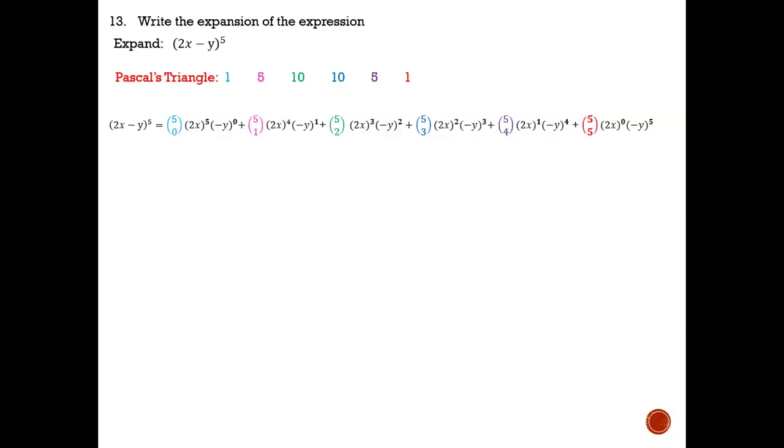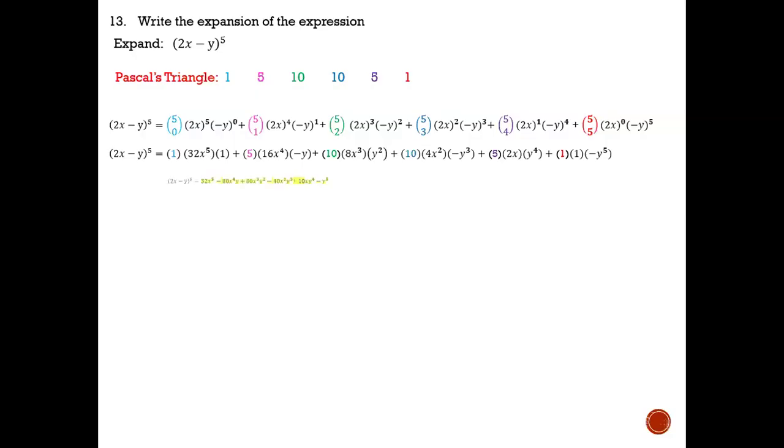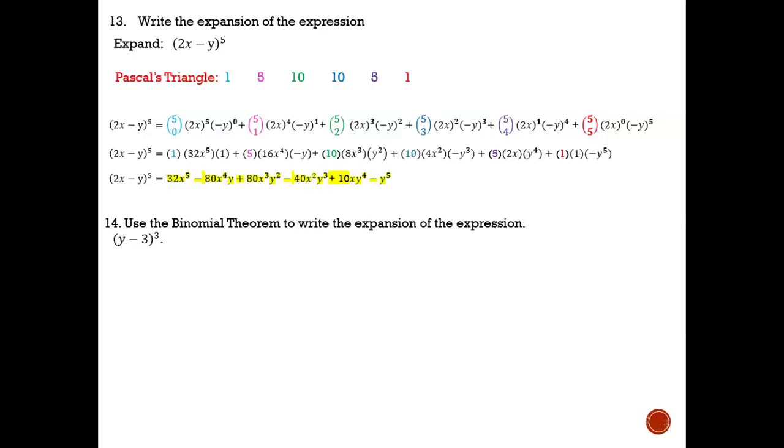I can do combinations for all of the variables in my binomial. Once I put it into my formula for binomial expansion, it's just simplifying all of these values, which gives me this answer. So again, use the binomial theorem to write the expansion of the expression. So you can better see this work, let's go ahead and write the expansion of the expression, as they're asking us.